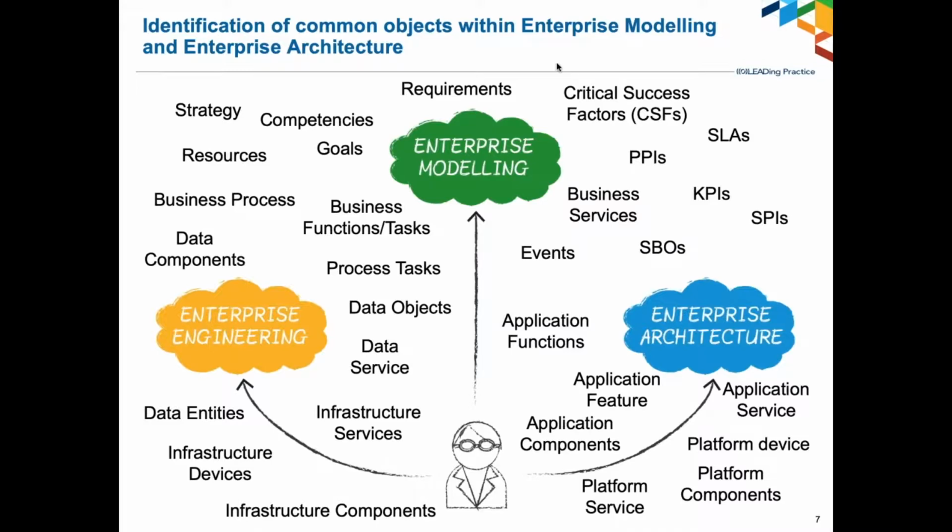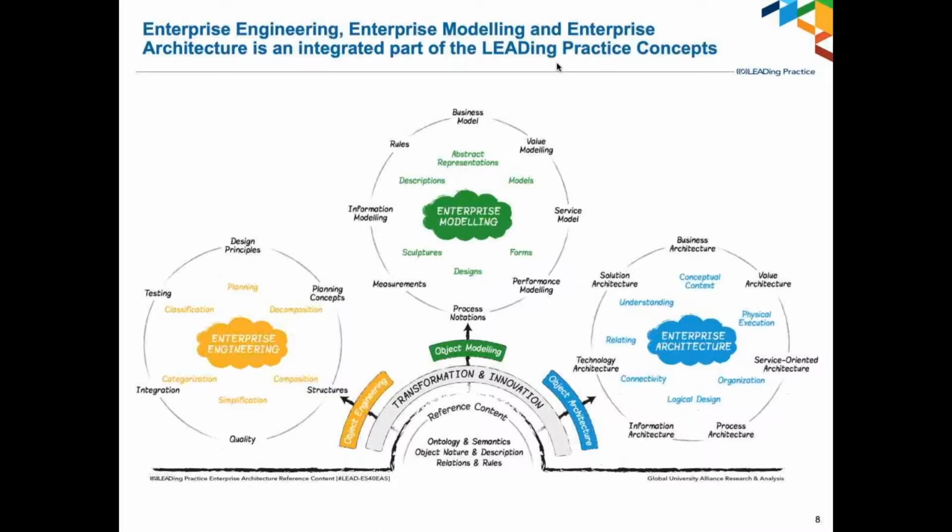For example, if you are looking, they are doing totally different disciplines. Enterprise modeling looks at business models, value models. They look at process models, meaning process notations. They look at performance models. So in this case, this is performance measurements, performance management, but they also look at service models. And they look also at information models.